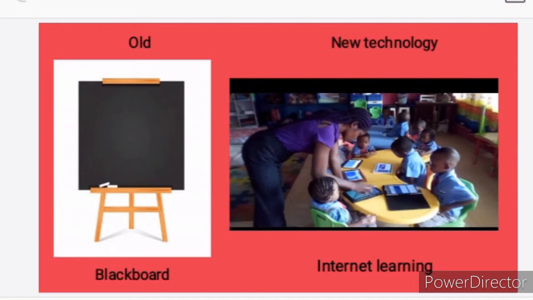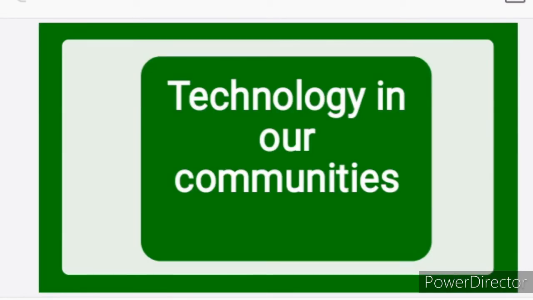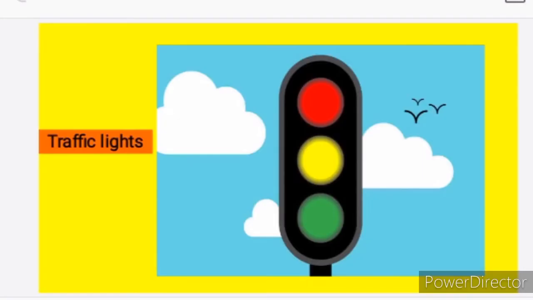Okay, now let's look at how technology has made life easy in our communities. Look at this. This is a traffic light. It's a product of technology, and it helps people when they are driving to know the signs and stay safe.